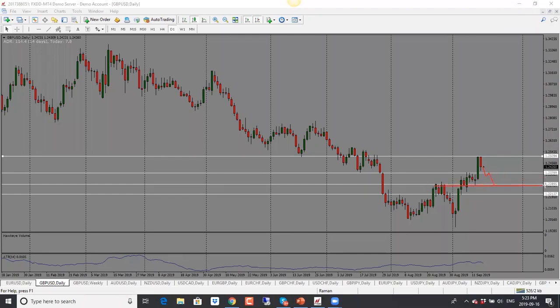here at 1.2280. Otherwise, if it holds above this level, then we are just looking for a further move to the upside. So that's where we stand right now.